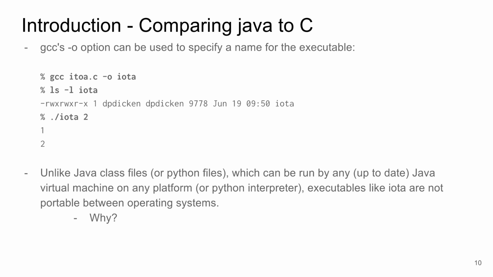So that's an interesting point, that if you just have an executable that you're giving to somebody else, it might not work, versus having Java class files or a Python file, which could work no matter what operating system you're on. For instance, I tried iota on a Mac that my family had, and when we run it, it says it cannot execute binary file. So it doesn't know what's going on. And this was compiled on Lectura.